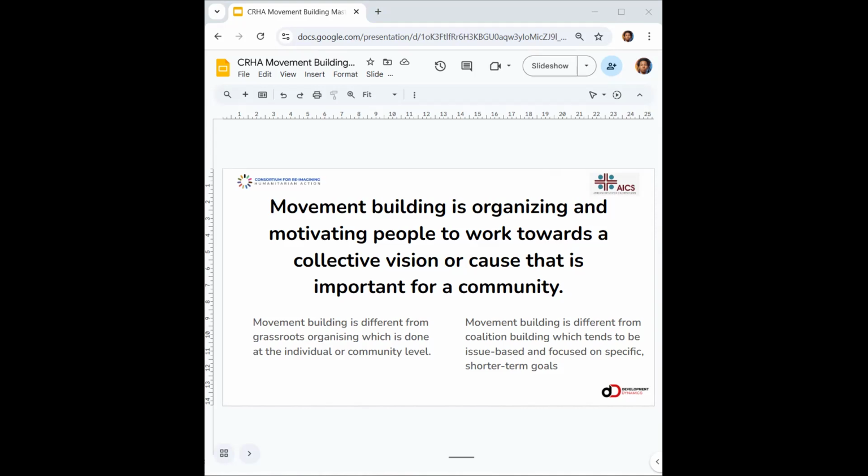We're seeing that movement building is different from grassroots organizing, because grassroots organizing is done at an individual level. But when it comes to movement building, we are working collectively as a group of people. We have a common social change. We have a goal that we are intending to reach. We have shared values, shared beliefs, and collective action. Movement building can be done in both formal and informal spaces. It can be done from a local and a global perspective.